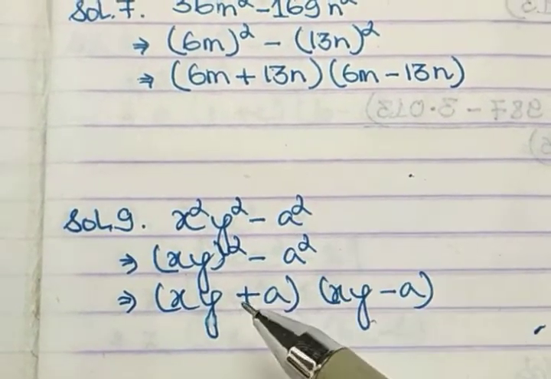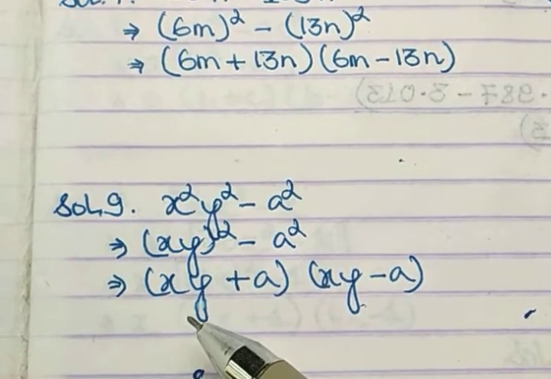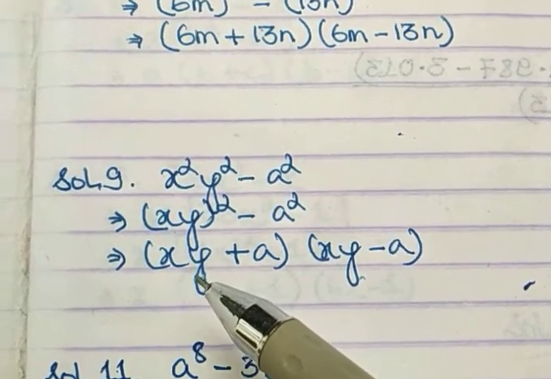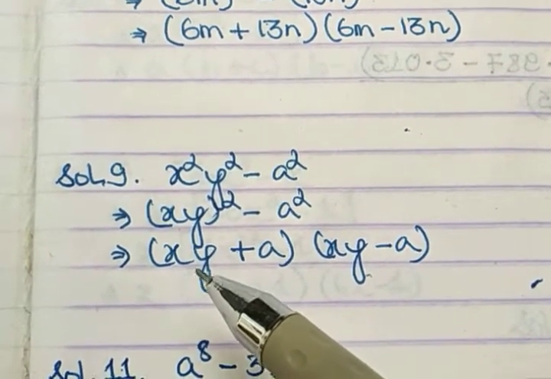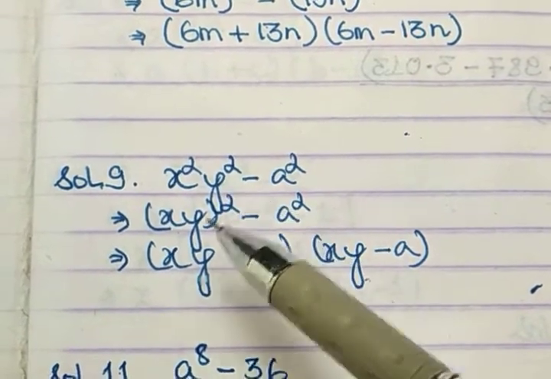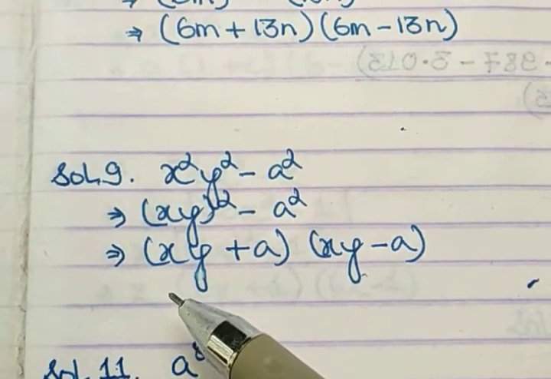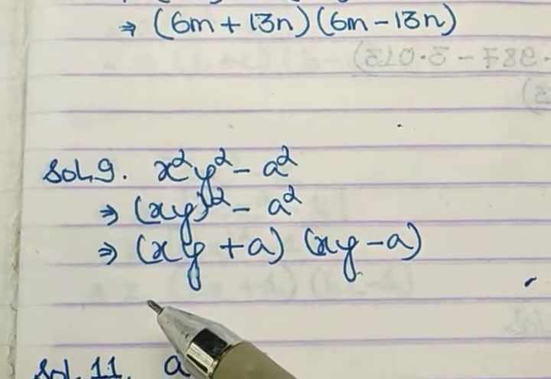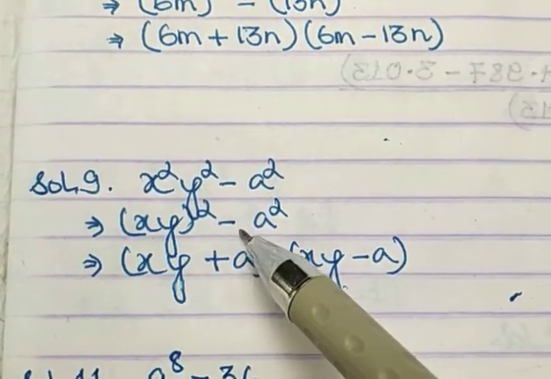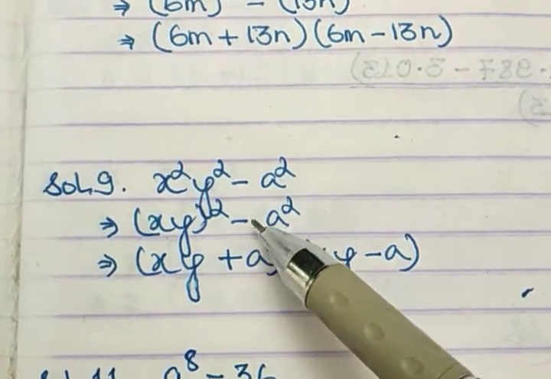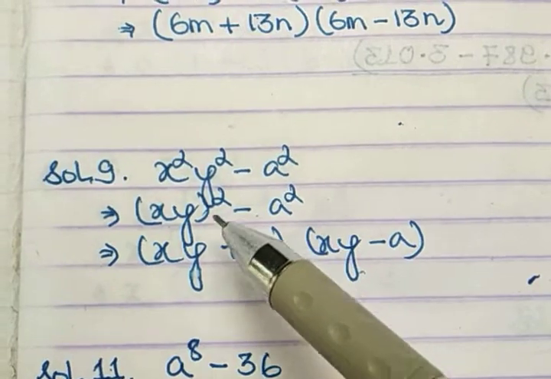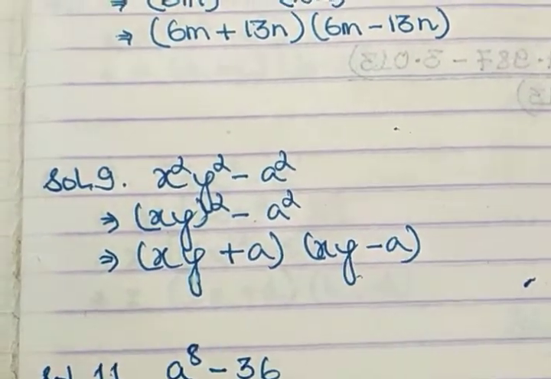See, for every topic there's a concept behind the basics, isn't it? That is why the basics were important, as well as the topics that we have done previously. Here, first of all you can use the law of exponents, then proceed with the identity. So xy whole square minus a square, again a square minus b square. In place of a I have xy, in place of b I have a, so xy plus a, xy minus a.